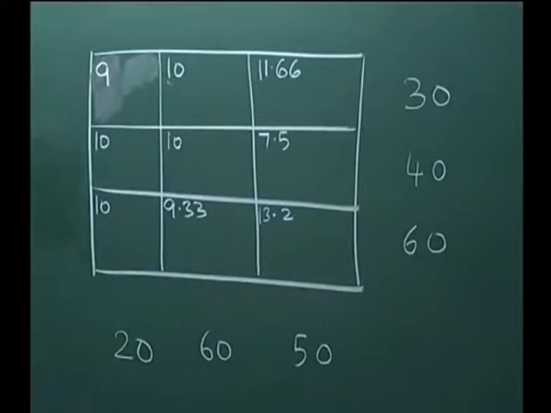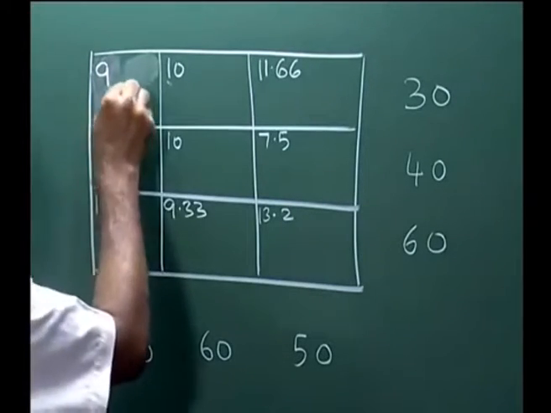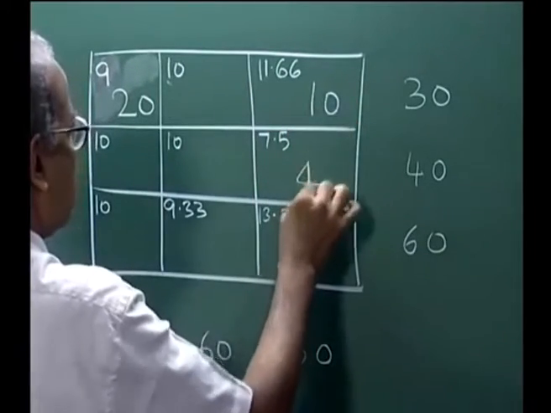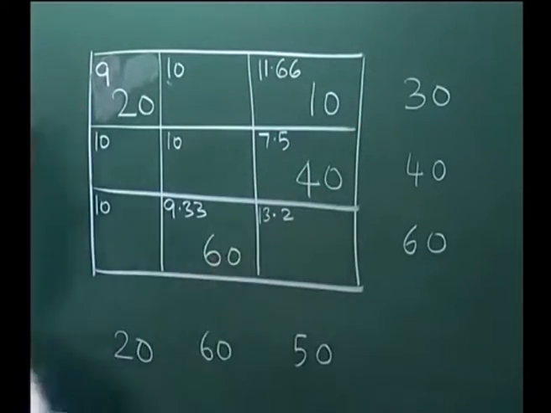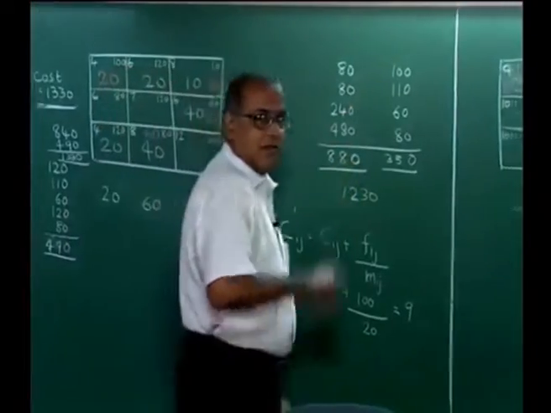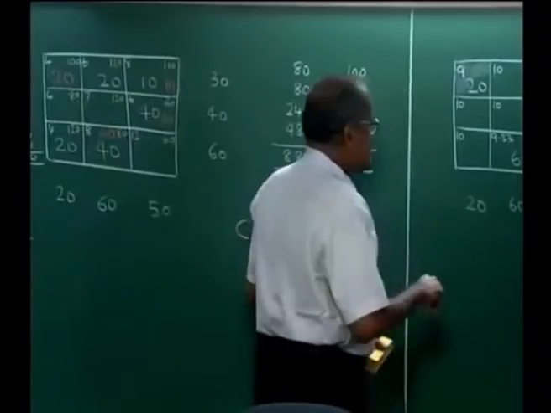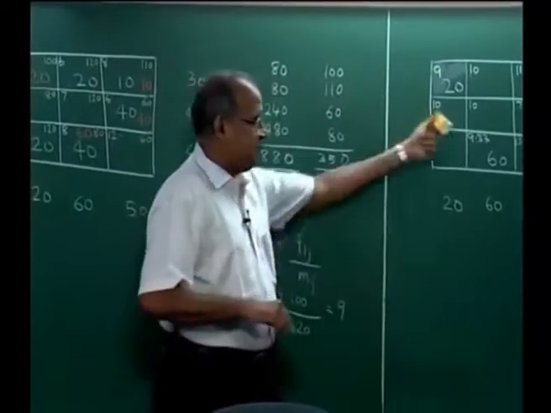So this becomes the normal transportation problem, and when we solve that transportation problem, we would get a solution which is 20, 10, 40 and 60. So we will get a solution like this, and the cost associated with this will be different. It will not be 1230, it will be different.